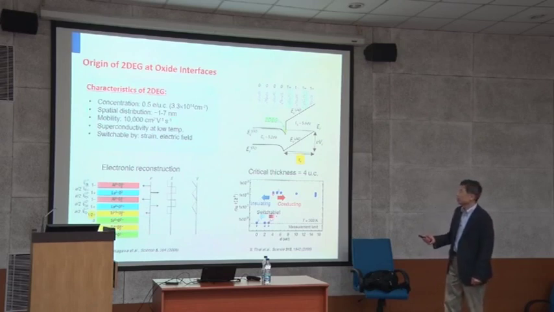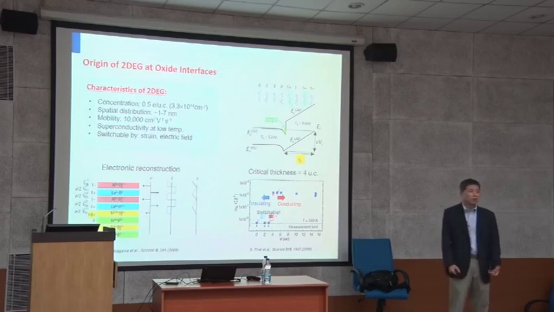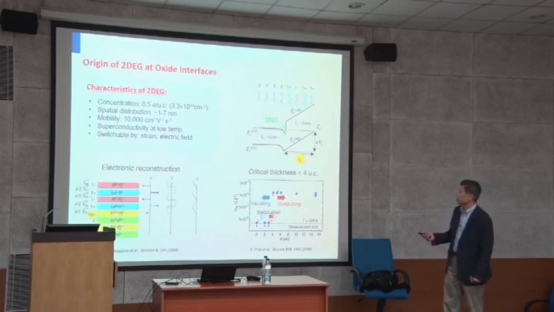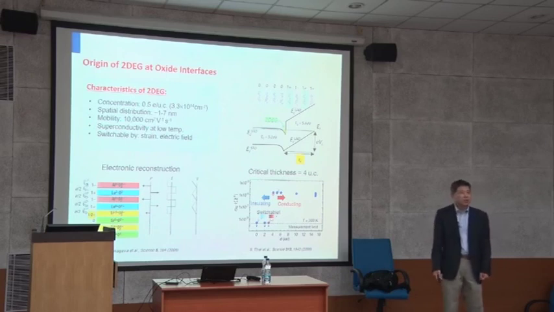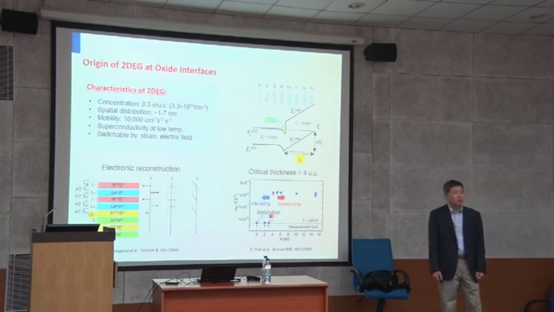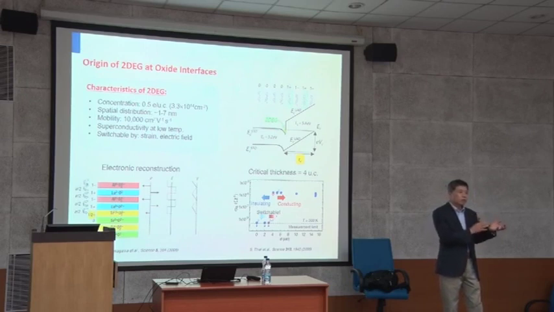Low temperature mobility is high, but room temperature mobility is roughly 5 to 10. It's very, very small, okay? Because of the strong electron-phonon interaction. And then, more importantly, this 2D electron gas is not only conducting, it is also superconducting. And this superconductivity can be tuned by electric field or gating, and there are a few high profile papers on superconductivity of the 2D electron gas.